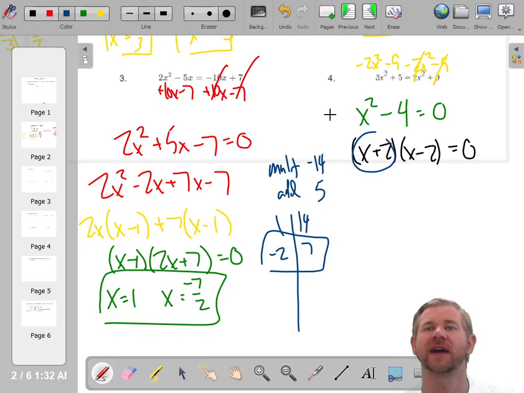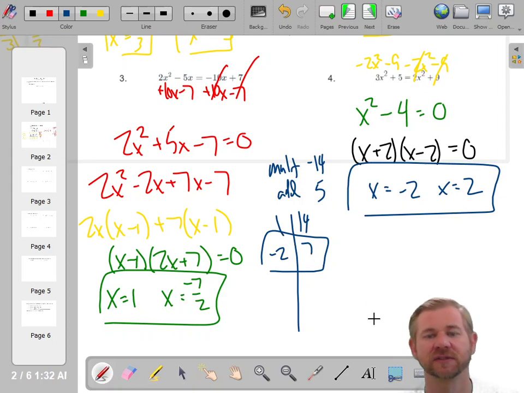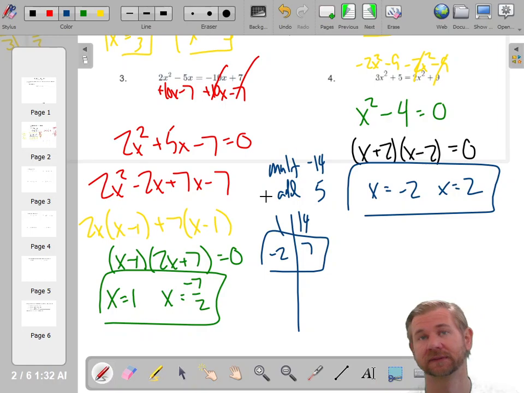So then this factor would equal 0 at negative 2, and this factor would equal 0 at positive 2. So plus or minus 2. That's factoring. You guys should be pros at factoring.